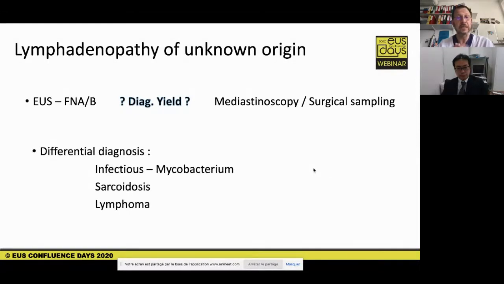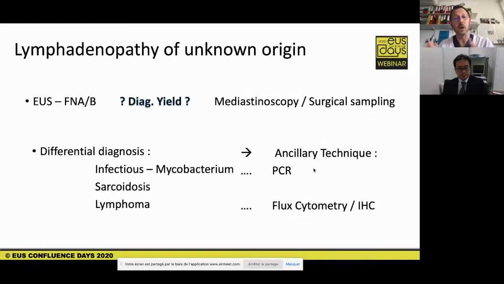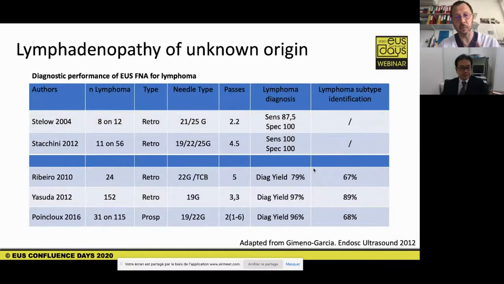We know that for the differential diagnoses that we can consider for this kind of lymphadenopathy, we have ancillary techniques that help to obtain, for example, the proof that there is a mycobacterium, or flow cytometry, and IHC for defining the type of lymphoma. But for lymphoma, I was surprised preparing this talk that the diagnostic yield in some teams is quite high to confirm the lymphoma, over 80% or even over 90% in the last two publications. Also, lymphoma subtype identification may in some teams be obtained in 70 to 90% of the cases, which is to me quite high.